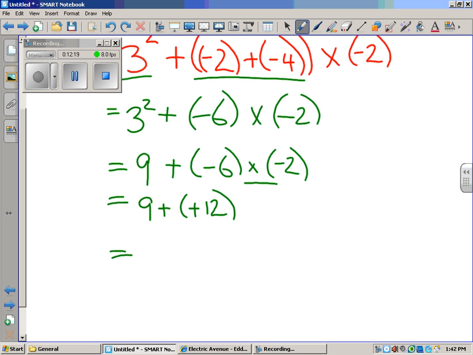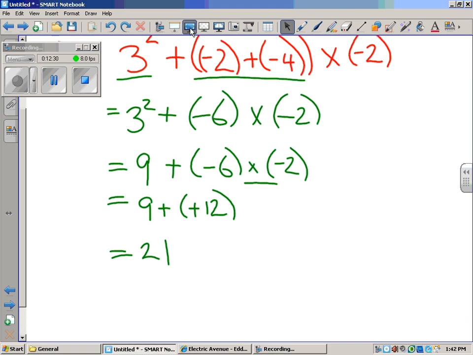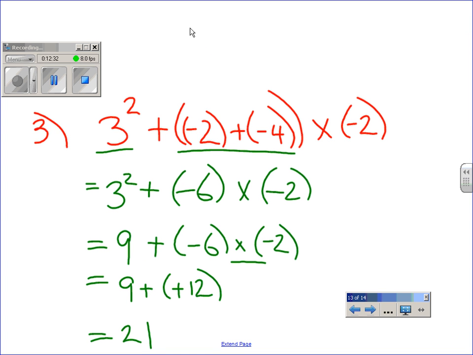And we're almost done. You have 9 plus positive 12. Not much to even think through here because really it's 9 plus 12. 9 plus 12 is 21. If you look at your whole question, let me put it up there for you. That looks pretty darn good. Very neat, very organized, very logical. All right, we have one last question to do.